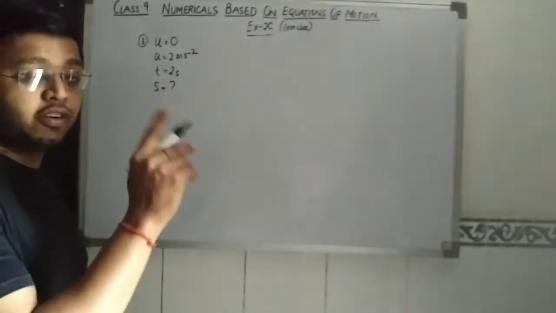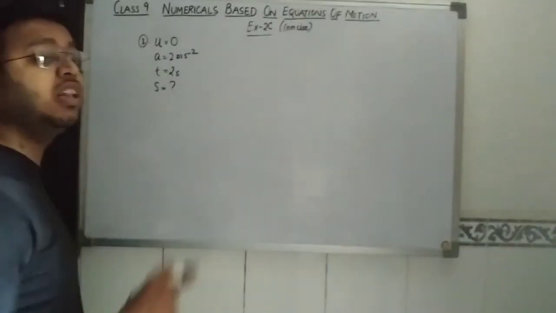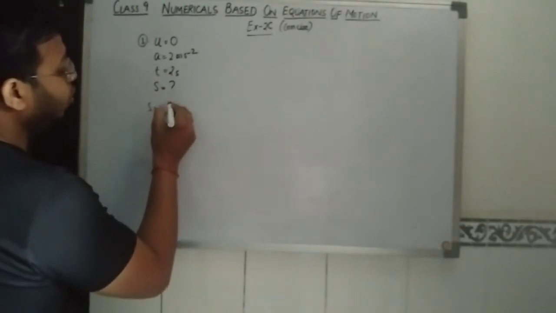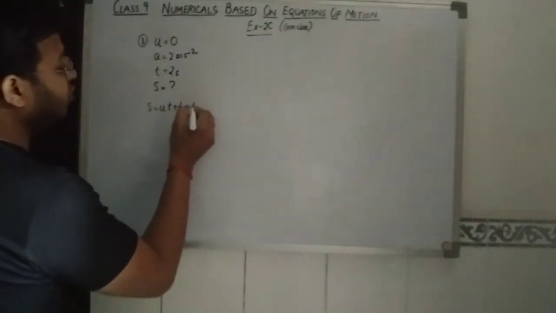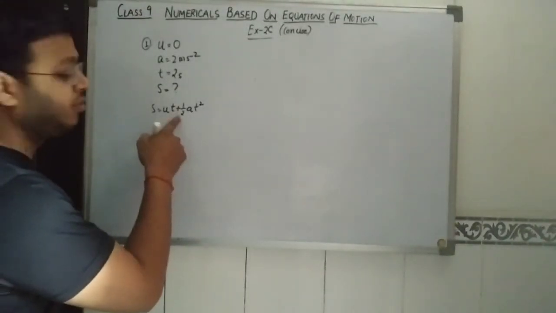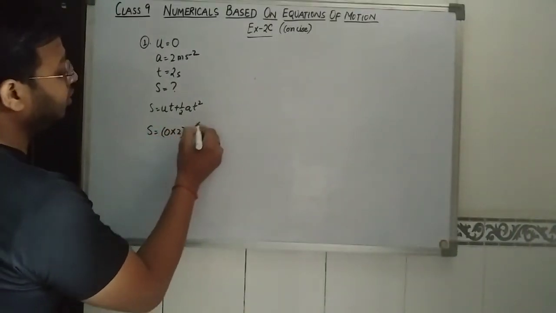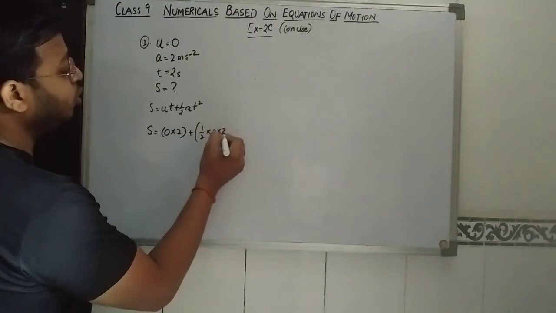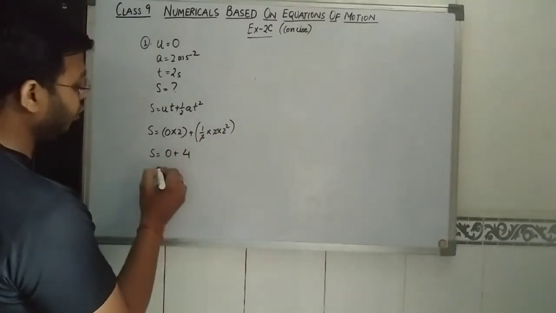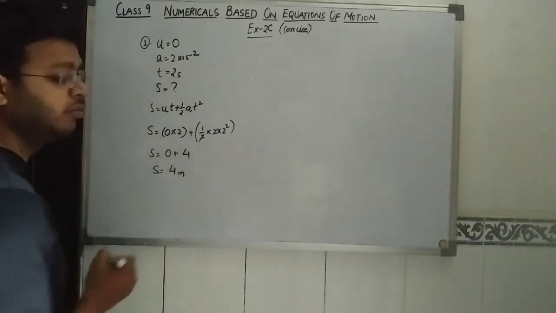Now very well, you can see that we are talking about 4 quantities. So in which equation, first, second or third, will all these 4 quantities come? Equation number 2. So s is equal to ut plus half at square, because we are talking about acceleration. That is why we are not taking a negative sign. So s is equal to u, 0, times 2. So 0 into 2 plus half into 2 into 2 square. Just solve it. So 0 into 2 will become 0, and after solving it the final answer will become 4 meter.